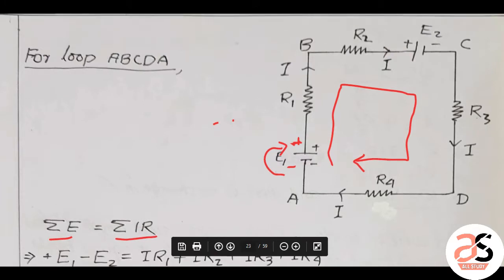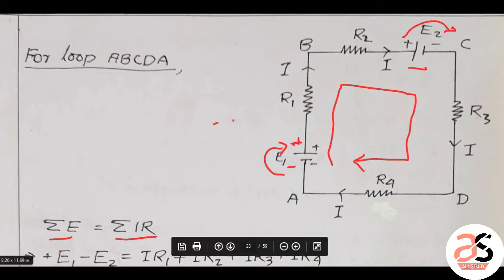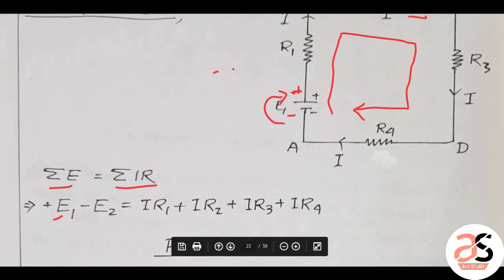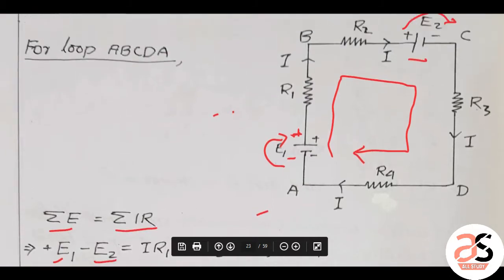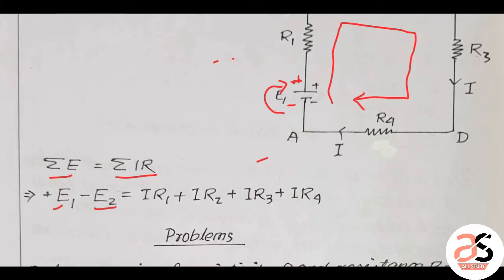Now from B to C, there is also another potential. Here also we are moving from plus to minus. So there is a drop in potential. So this is taken as minus E2. No other EMFs are there.